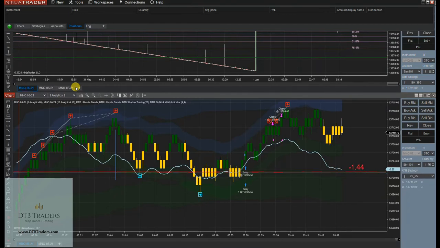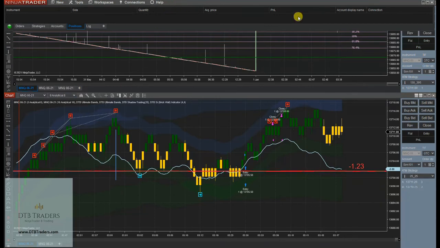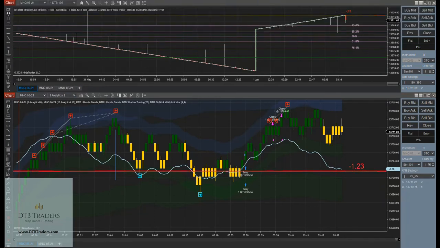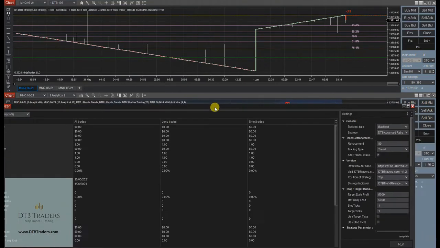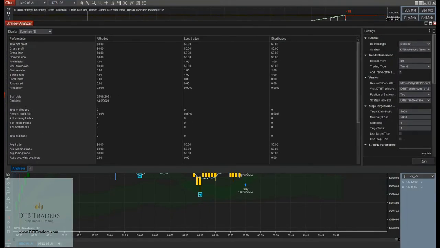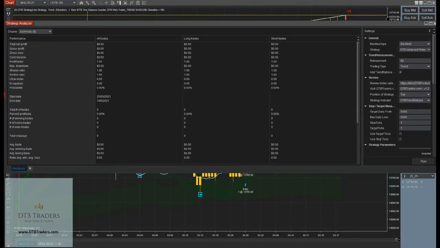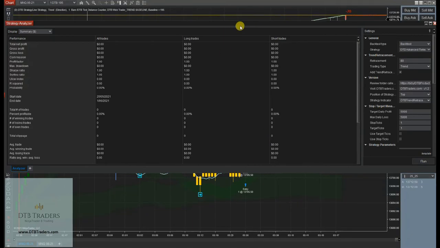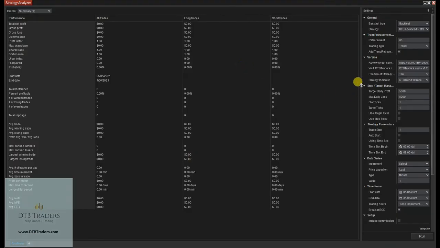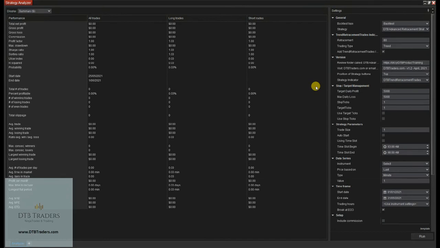So this is a good thing to do before you even start trading for the session. Is you open up. Oh, there we go. Now it's opened up too. Great, thank you. So here is the strategy analyzer window.